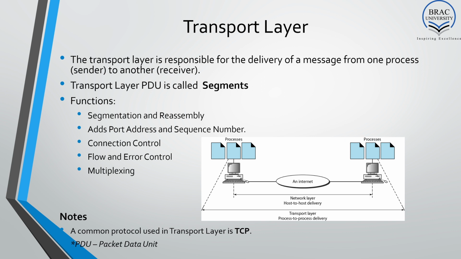Now in this layer, the PDU or the protocol data unit is called segments. Although I refer to everything by the name of packet, that is an informal name, but the formal name for the data packet in this layer is segments. Now this layer has a lot of functions. The first one is segmentation and reassembly. Then there's adding port address and sequence number to the packets, connection control, flow and error control, and multiplexing. So we'll be going through each one of them right now.